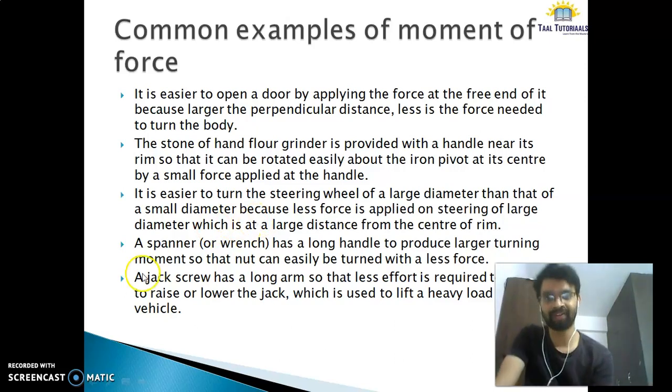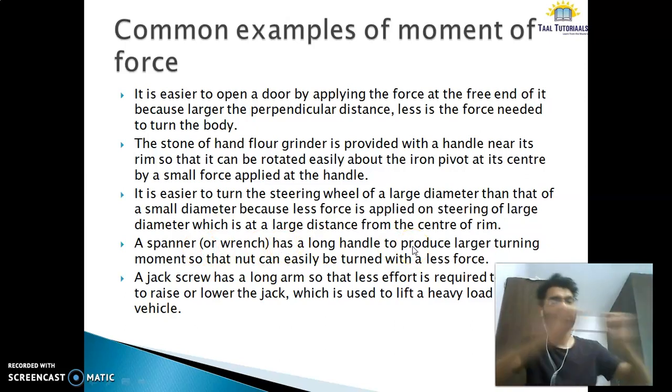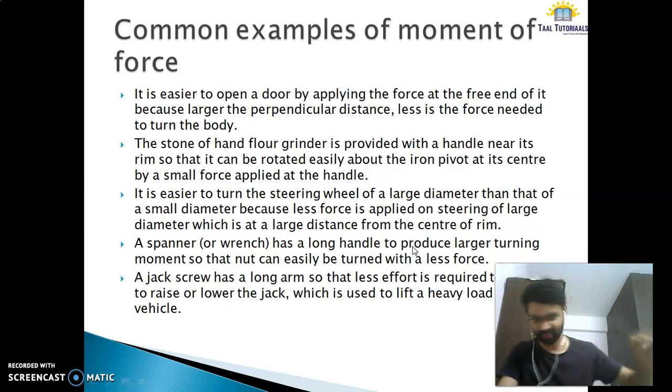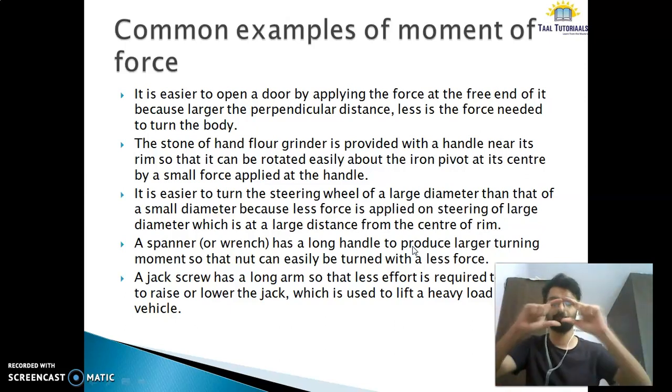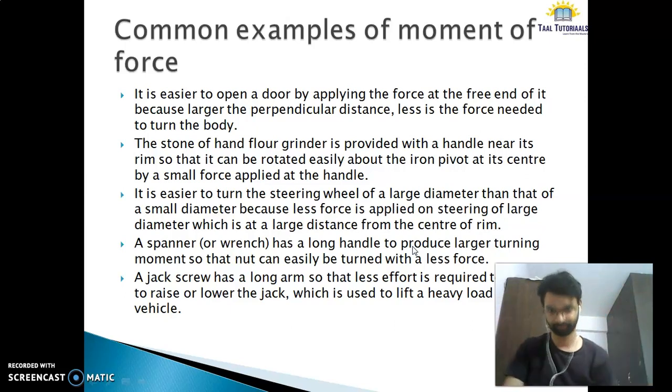Now, we have seen a wrench, haven't we? A spanner or wrench has a long handle. Why? To produce a larger turning moment. If we get a larger turning moment, we will require less force because we will have a greater grip and the perpendicular distance will be at a good place.